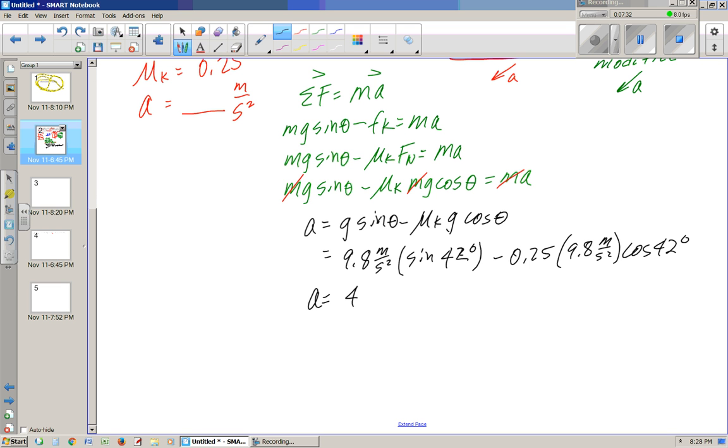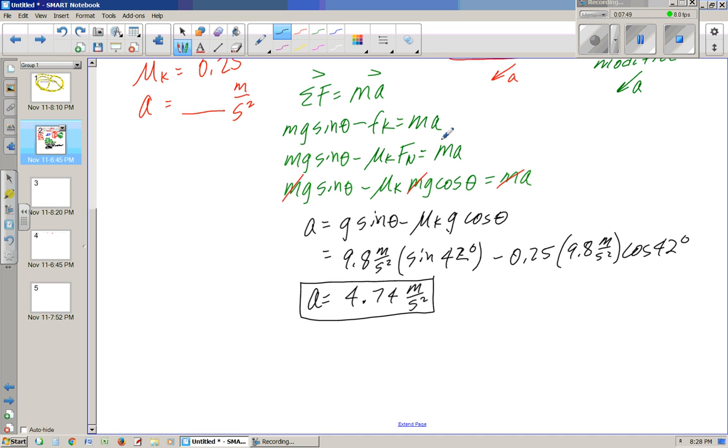The acceleration would be 4.74 meters per second squared. And we'll just write it as a magnitude because we know what the direction is. It's obviously downhill, so we'll just give the magnitude like so. Okay, so there it is.